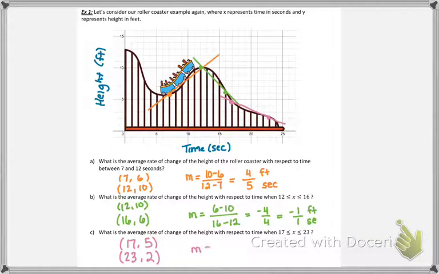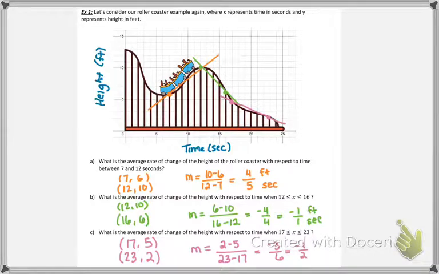So m is going to be 2 minus 5, which again is going to give me a negative because I am decreasing in height, over 23 minus 17. That's going to give me negative 3 over 6, which reduces to negative 1 over 2.